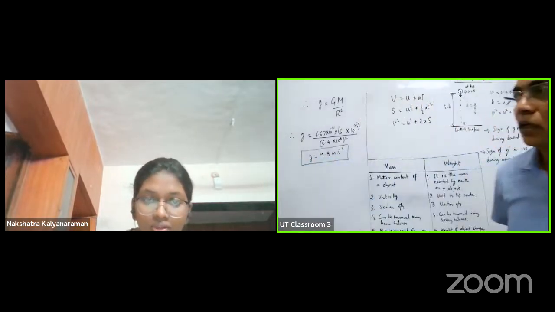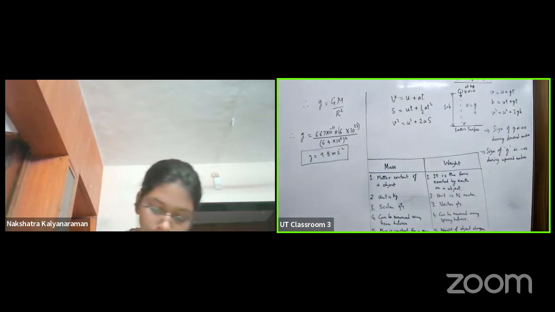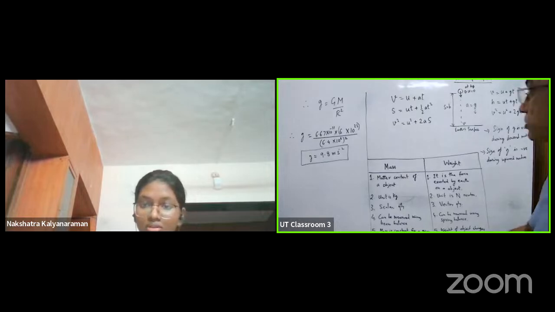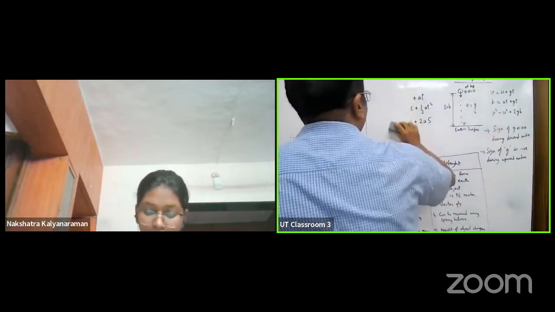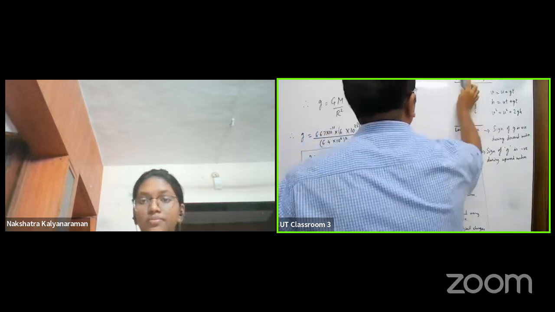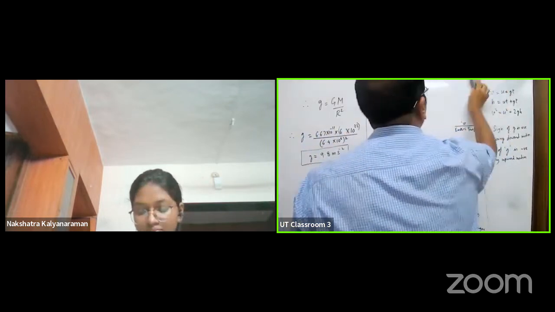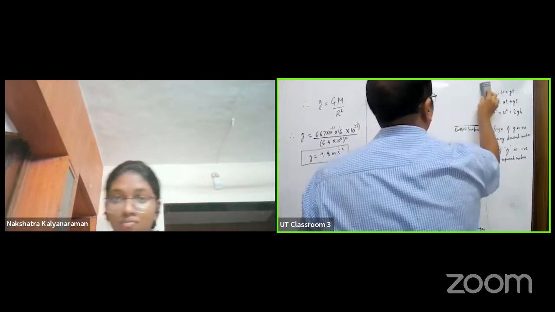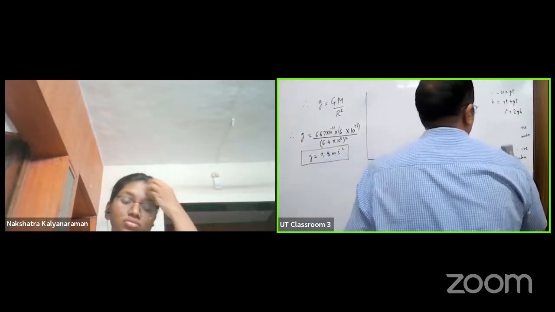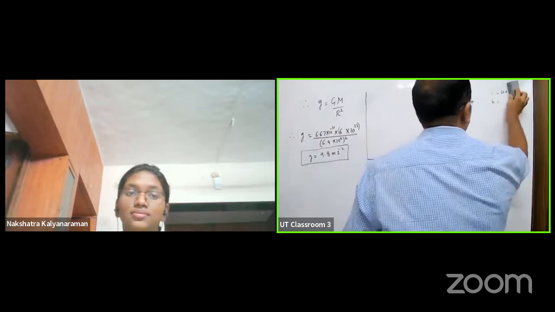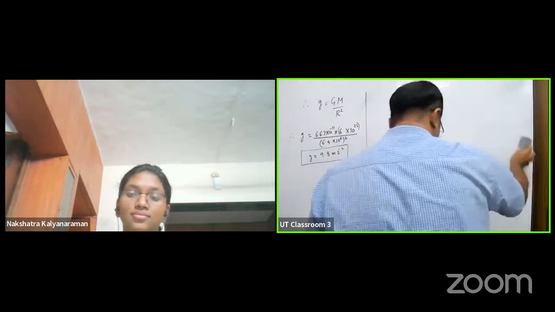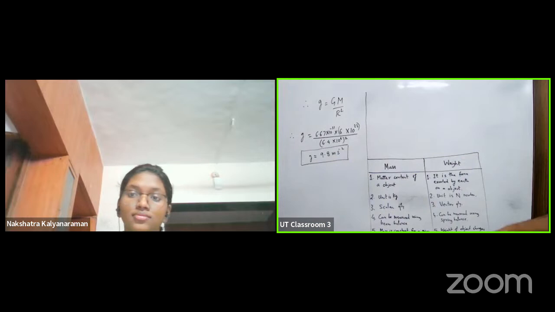So if I take an object to the moon, then another point is remaining. So the mass of an object remains a constant everywhere, whereas weight varies from place to place. That's what I've written, point one. I just added these.